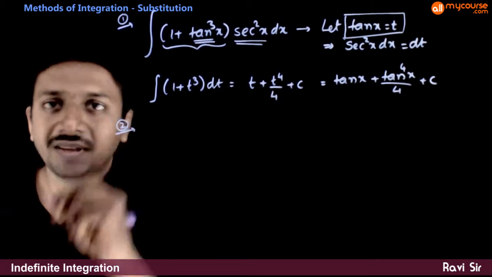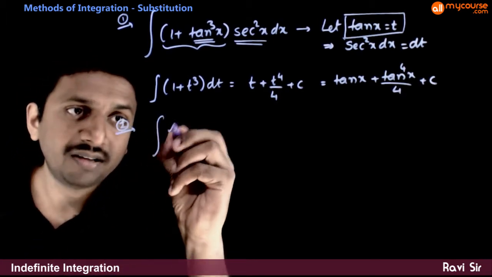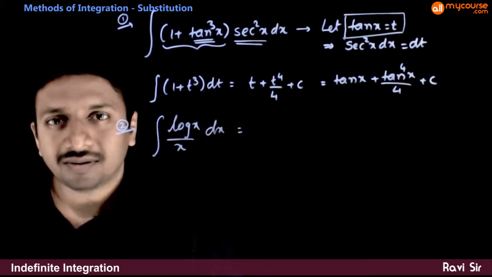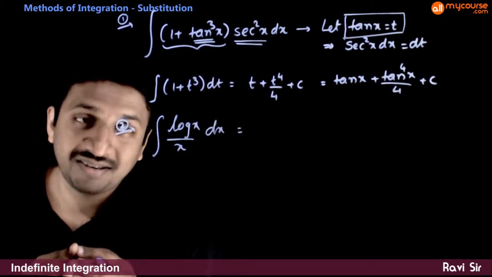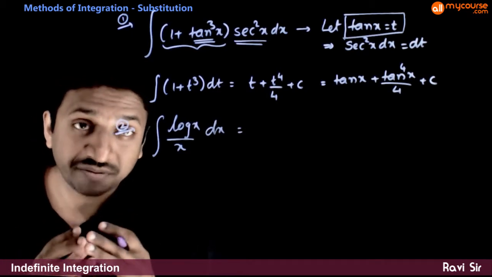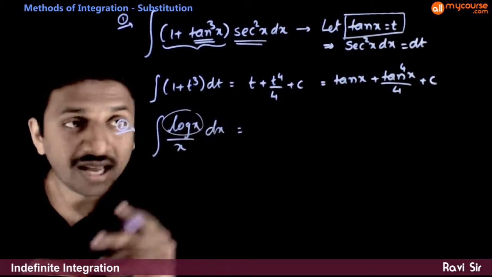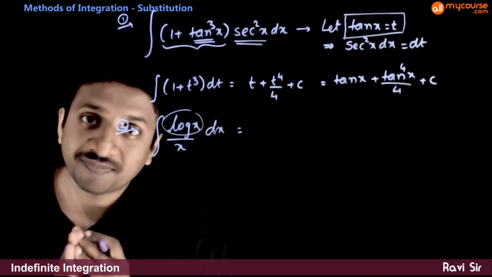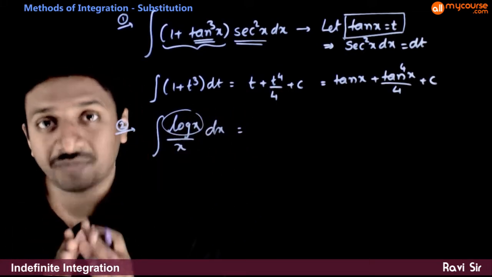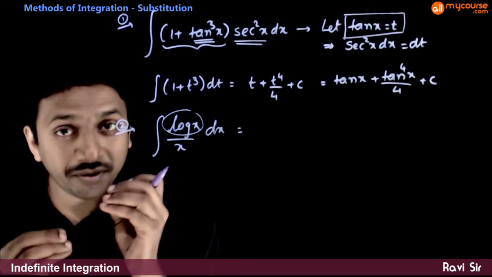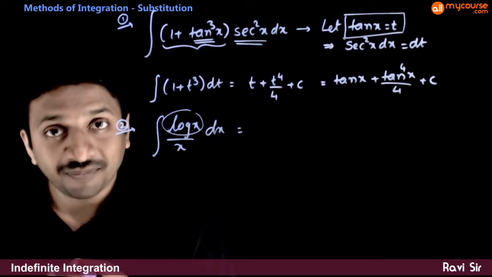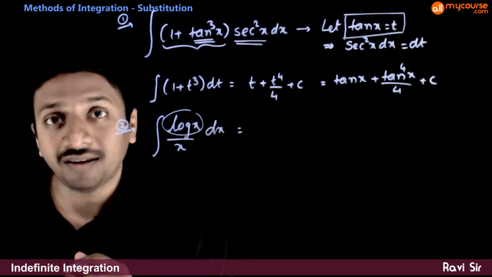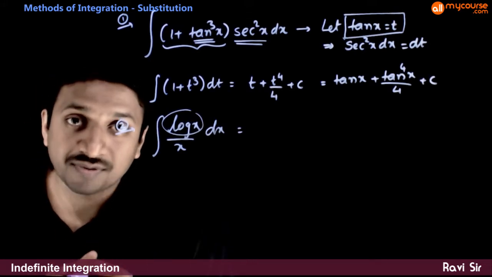Next, for example, if you want to integrate log x by x dx. So how do we do this? If you carefully observe, log x is a function and it is followed by 1 by x dx. Log x's differentiation is 1 by x. So you need to look for this. Whenever you assume something as t, you have to have some sort of differentiation of it somewhere following the function. Then substitution becomes useful.